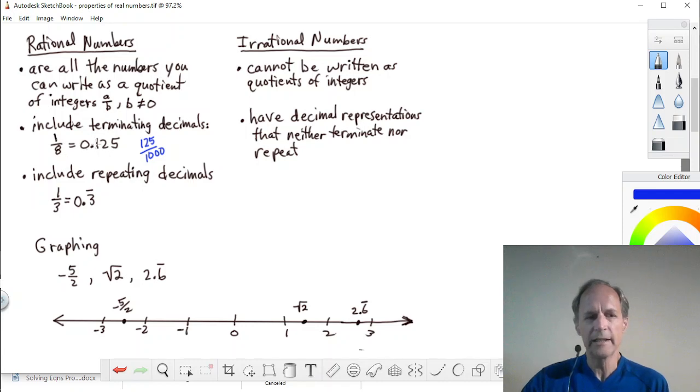But a terminating decimal can always be written as that number, in this case 125, those digits, over the correct power of 10. In this case, because there are 3 decimal places, right? 1,000 is the power of 10 in the denominator.